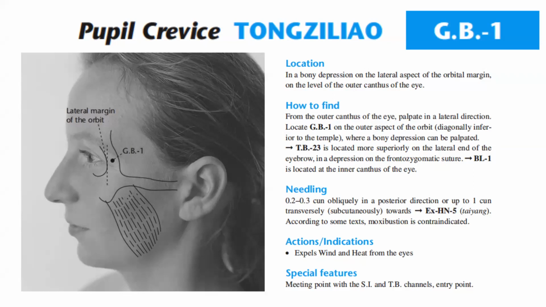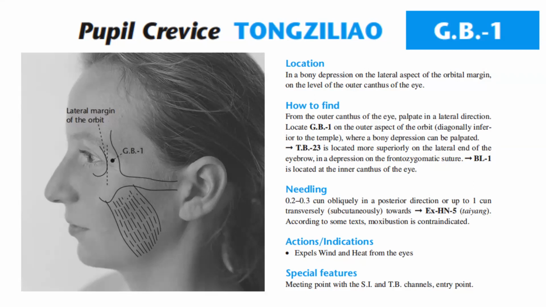How to find? From the outer canthus of the eye, palpate in a lateral direction. Locate GB1 on the outer aspect of the orbit, diagonally inferior to the temple, where a bony depression can be palpated. TB23 is located more superiorly on the lateral end of the eyebrow in a depression on the frontozygomatic suture. Bladder 1 is located at the inner canthus of the eye.